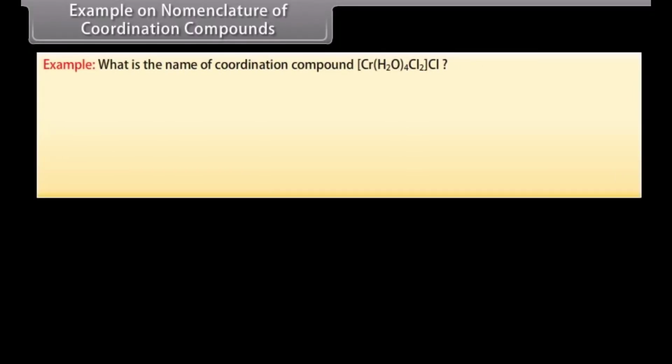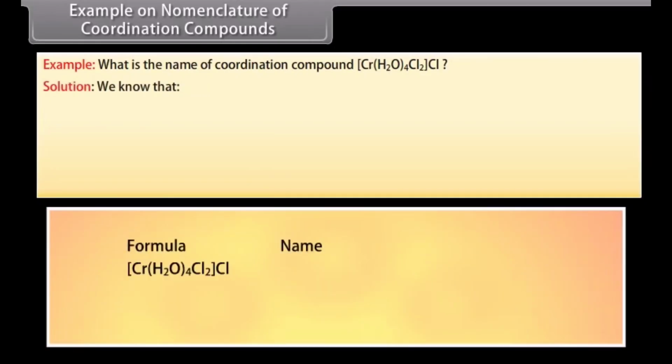Example on nomenclature of coordination compounds. Let's take an example on nomenclature of coordination compounds. What is the name of the coordination compound [Cr(H2O)4Cl2]Cl? Let's see the solution.